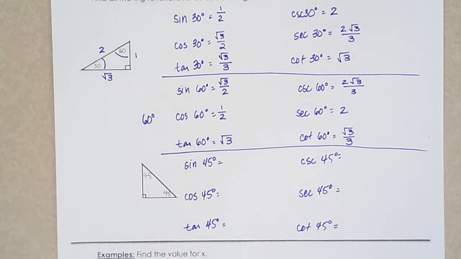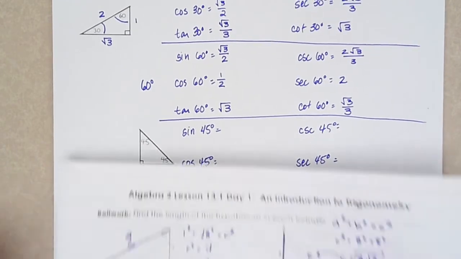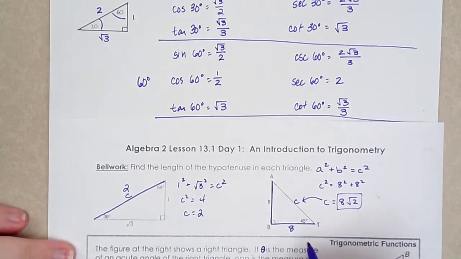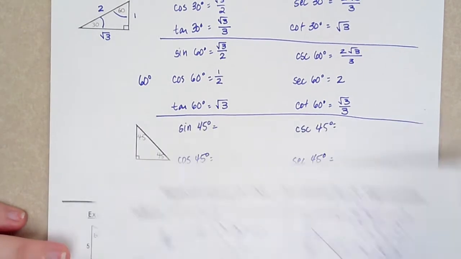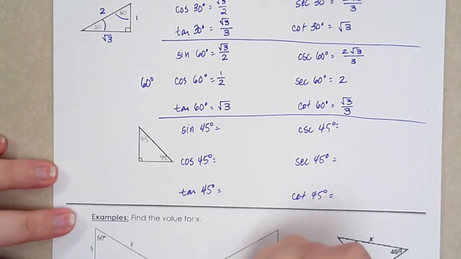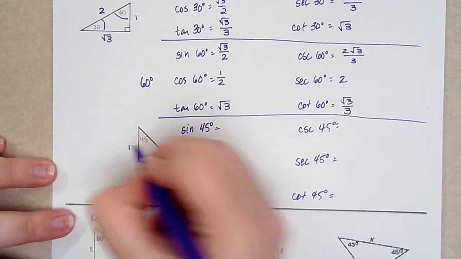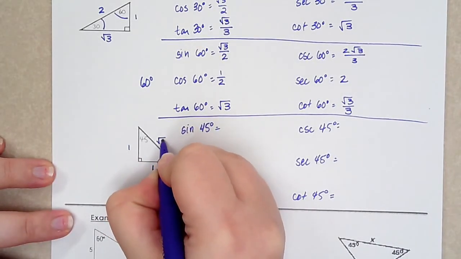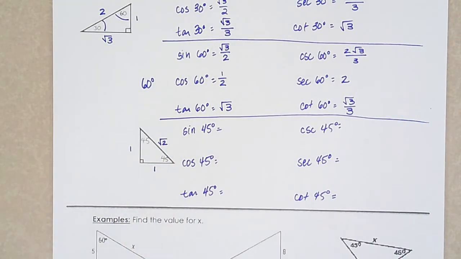All right, final one we're going to look at is that 45, 45, 90. And if you remember from our bell work, which I've got back here, we actually did a 45, 45, 90, but instead of having a basic unit for our sides, we had 8. So I'm just going to reduce everything by a factor of 8 to get the side values for my 45, 45, 90. So I get 1, 1, and then my hypotenuse through Pythagorean theorem is root 2.